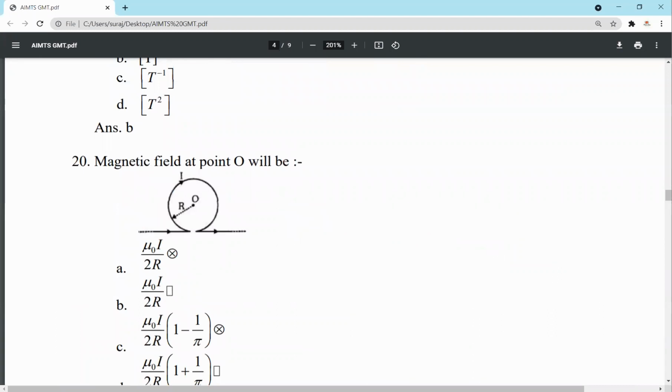Coming to question number 20. Magnetic field at a point O will be. Easy question. Magnetic field at point O they are asking, right? So we have to consider this as a semi-infinite wire, and this will also be a semi-infinite wire. This is A, this is B, this is the BC curve, this is CD. So B net will be magnetic field due to AB plus magnetic field due to BC plus magnetic field due to CD.